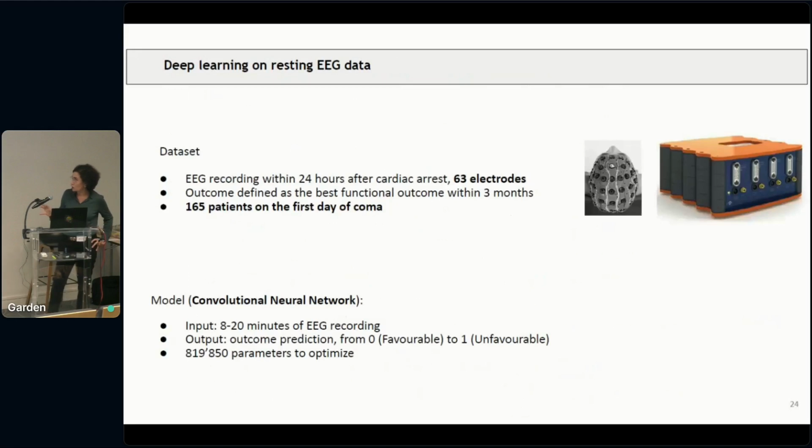And now I switch to a more recent type of investigation that we are performing using higher density EEG in the same type of patients. This time I show you the results when applying deep learning in resting state EEG. Again, we record patients on the first and second day after coma onset.